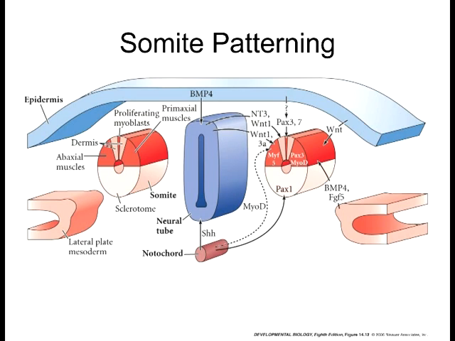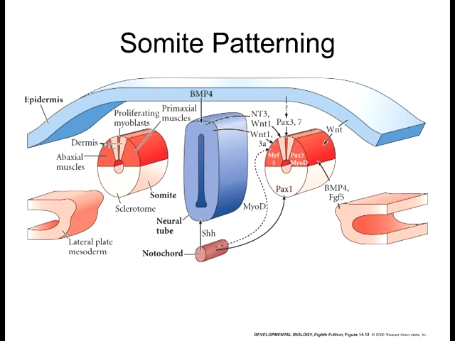Notice in the most ventral portion of the somite, this is where the sclerotome forms. Okay? So the sclerotome is primarily going to form the vertebrae as well as the rib cage. So the most ventral region of the somites is what's going to form the vertebrae. Notice that this is why they're right next to the formation of the neural tube as well, is because as they form, they're going to surround the developing neural tube, and that's what's going to cause the vertebral column to form.